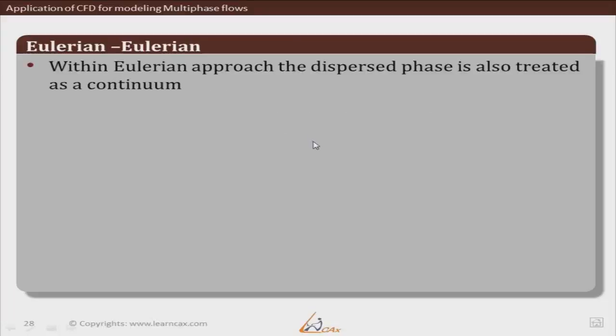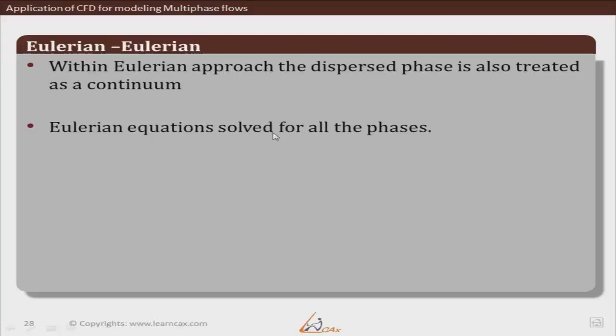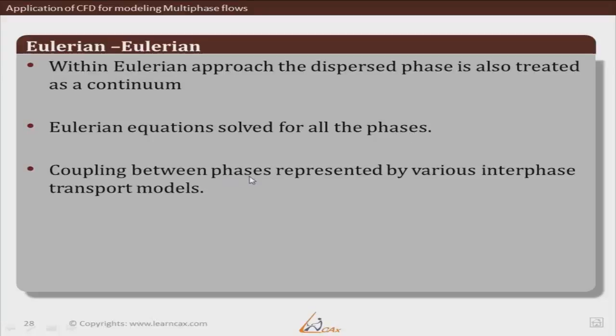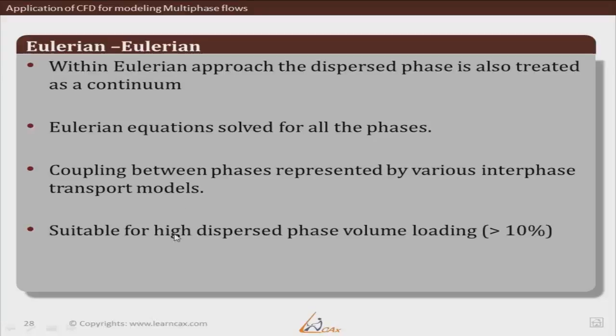Now coming to the mathematical treatment within the Eulerian approach, the secondary phase or the dispersed phase is also treated as a continuous or continuum medium. Eulerian equations, that is governing equations, are solved for all the phases involved. Coupling between the phases is represented by various interface transport models. So as you can see, this is a much more resolved type of approach where we also solve governing equations for the secondary phase, and its entire flow is modeled to much more accuracy, and therefore this is suitable wherever the secondary phase is present to a predominant extent, that is the volume loading of the secondary phase is more than 10%.